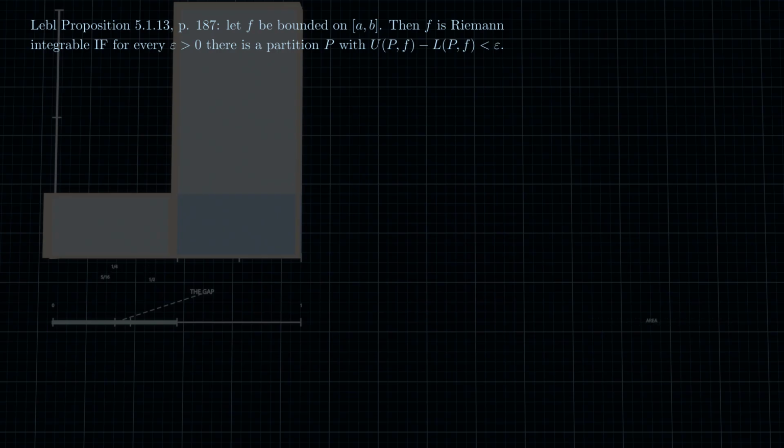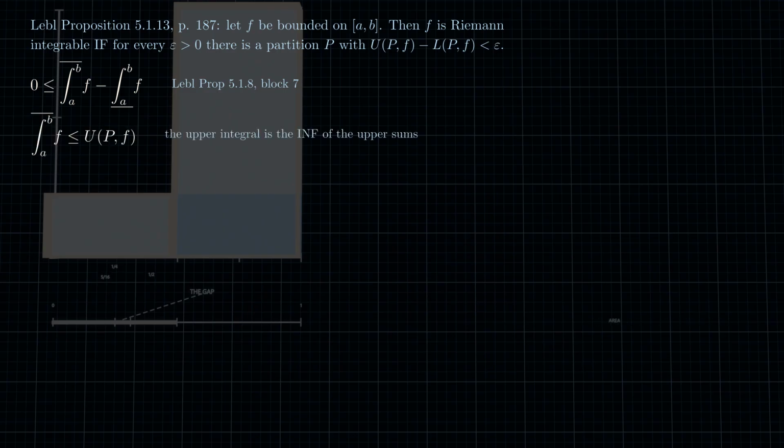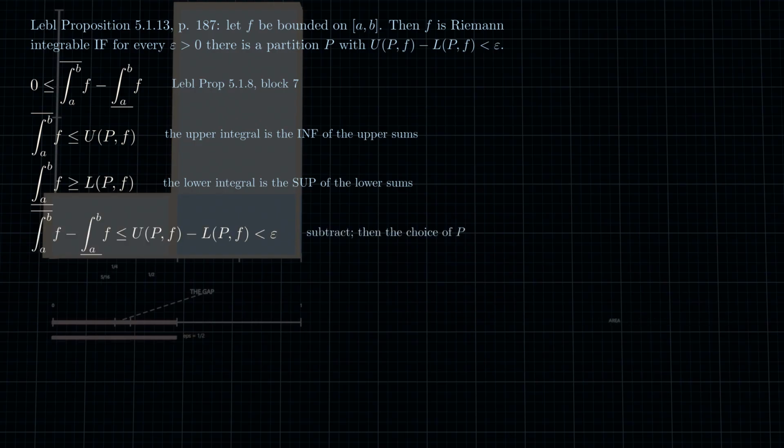The proof is 3 lines. Take any positive epsilon and let P be a partition that works. First, the upper integral minus the lower integral is at least 0, because we proved the lower integral is at most the upper. Second, the upper integral is the infimum of all upper sums, so it is at most U of P. And the lower integral is the supremum of all lower sums, so it is at least L of P. Subtract, watching the direction. Upper minus lower is at most U of P minus L of P, which is less than epsilon by the choice of P.